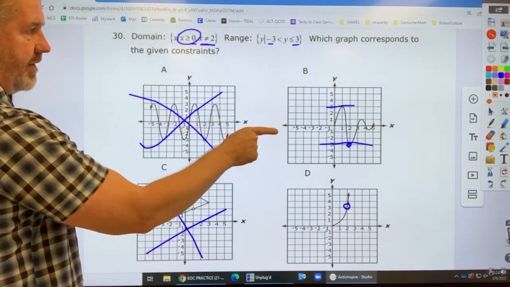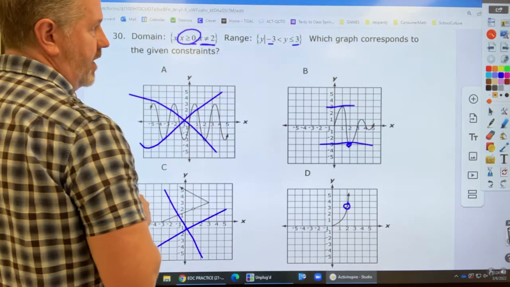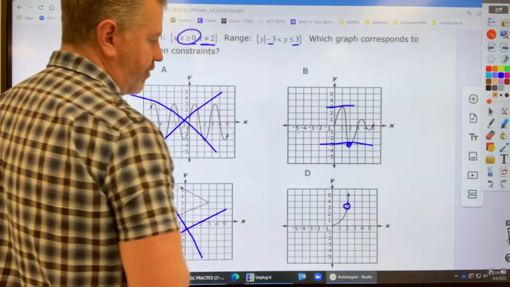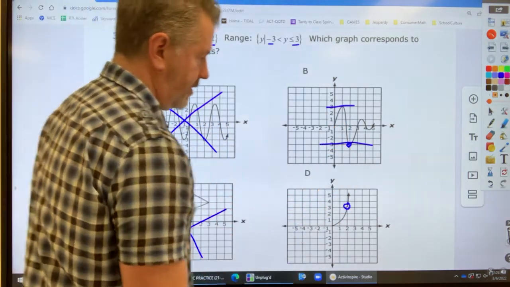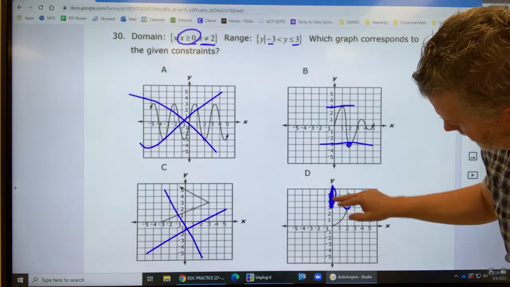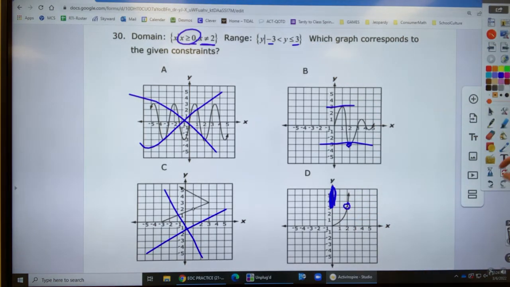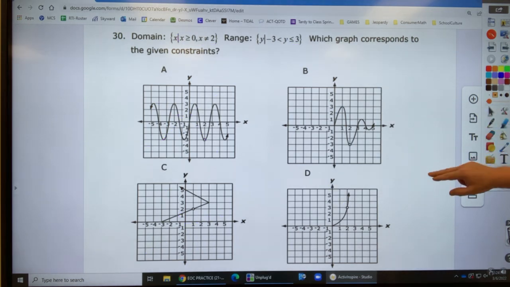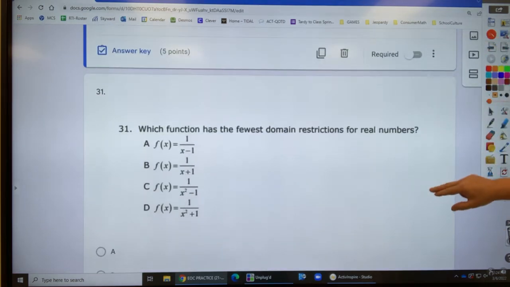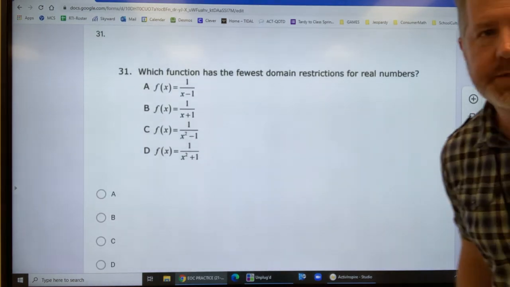I'm going to go with B for that answer because that is the range. This one goes above +3 on the Y value. So this one has numbers in the range above 3. And it tells us we can't. So we're going to go with B on this one. Let's check our answer. B, there it is.